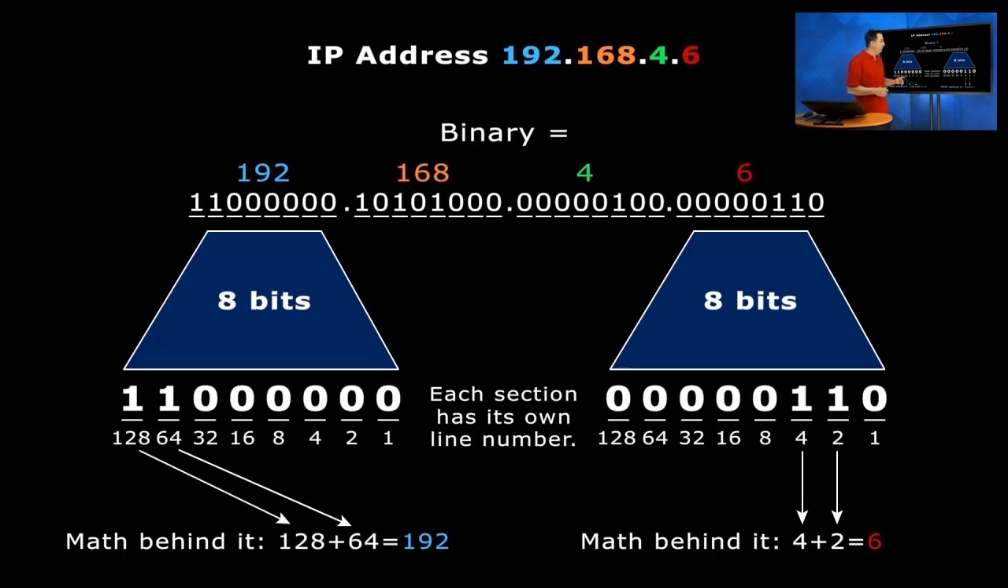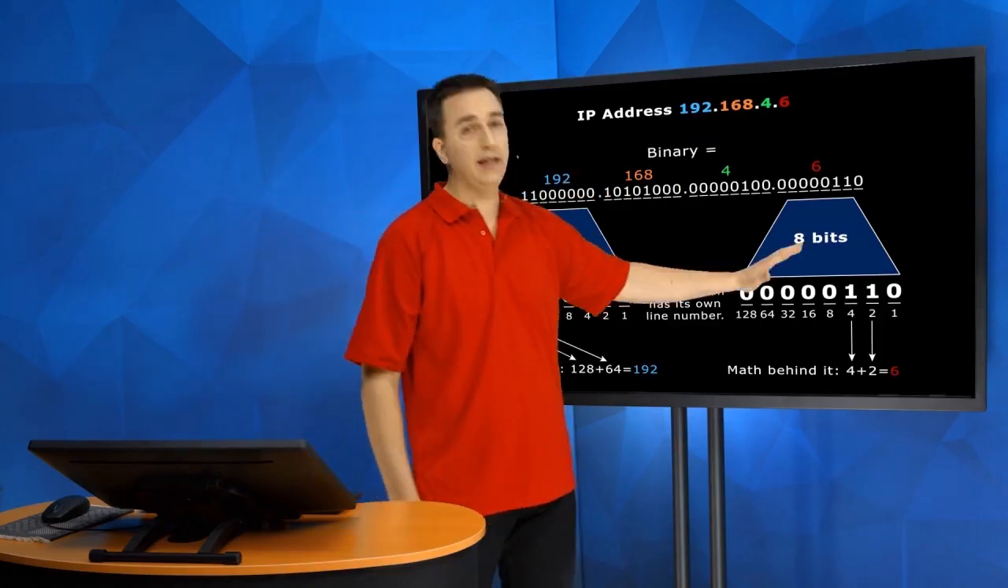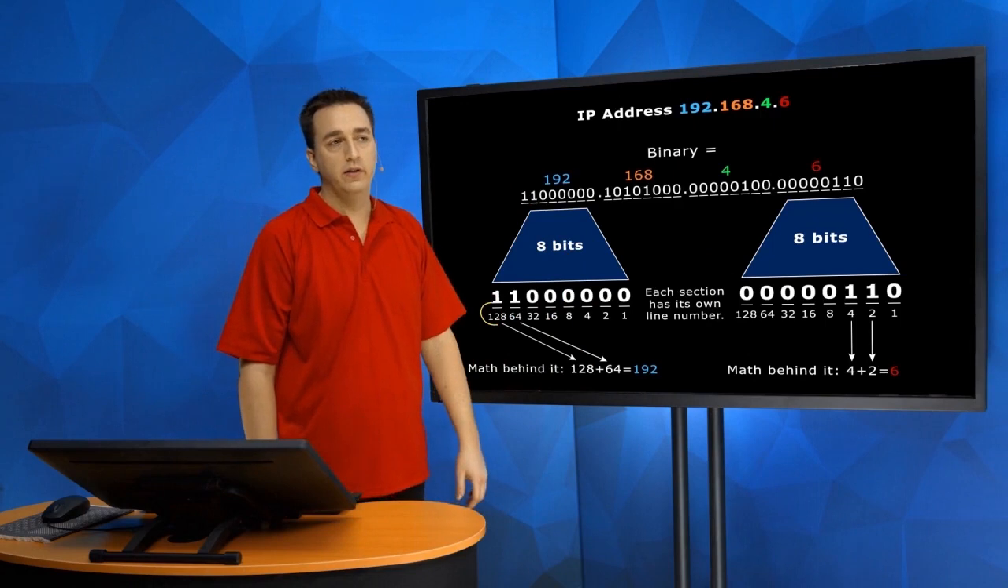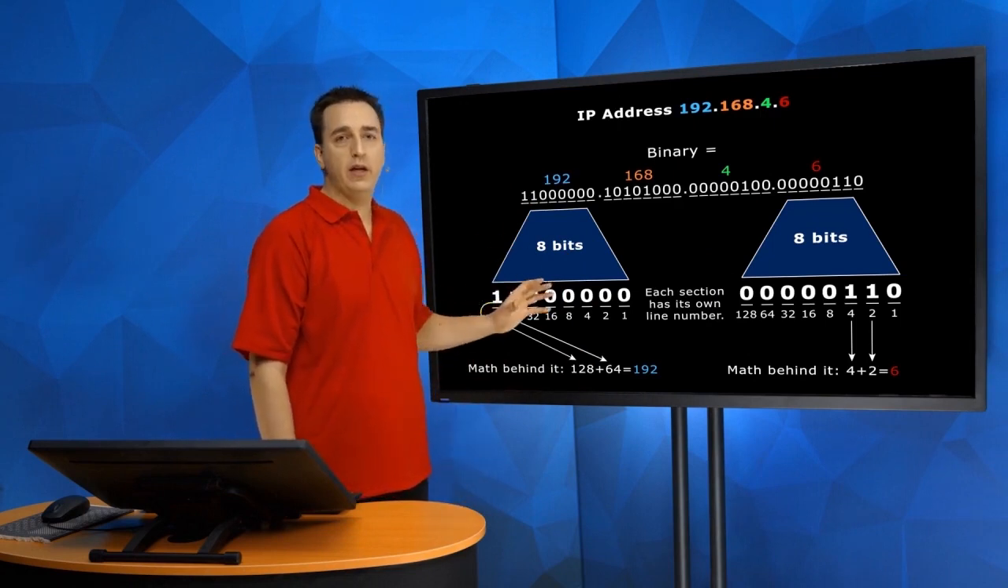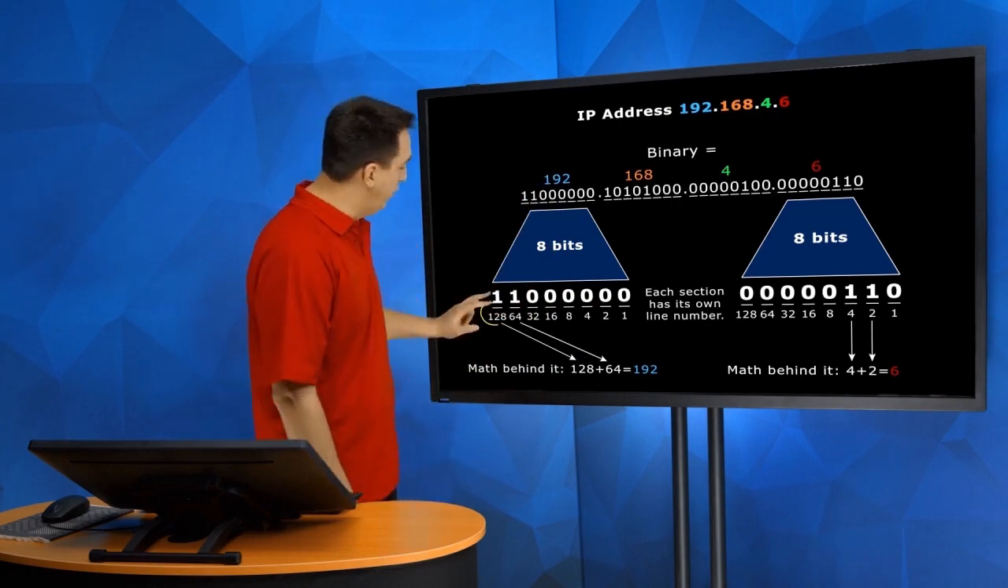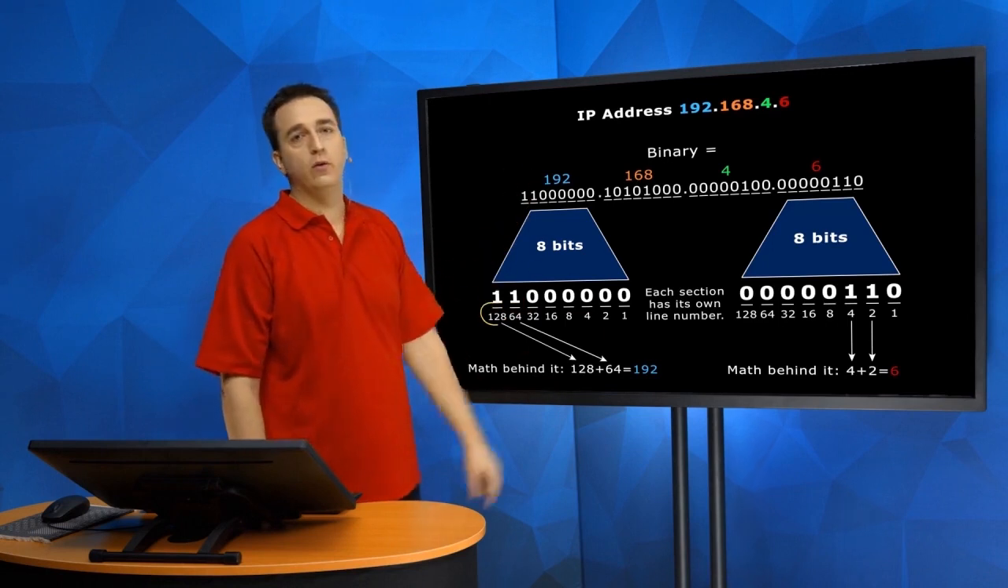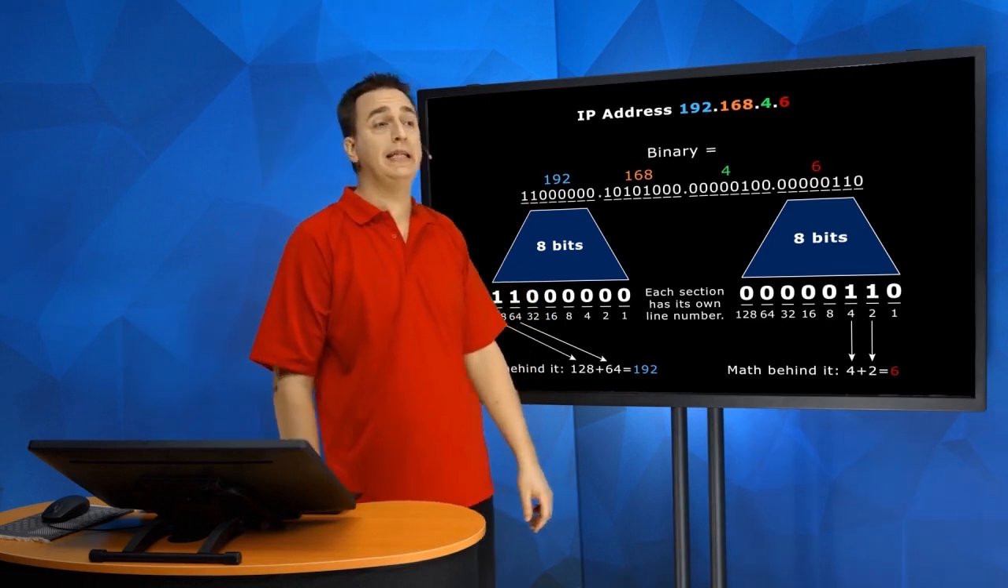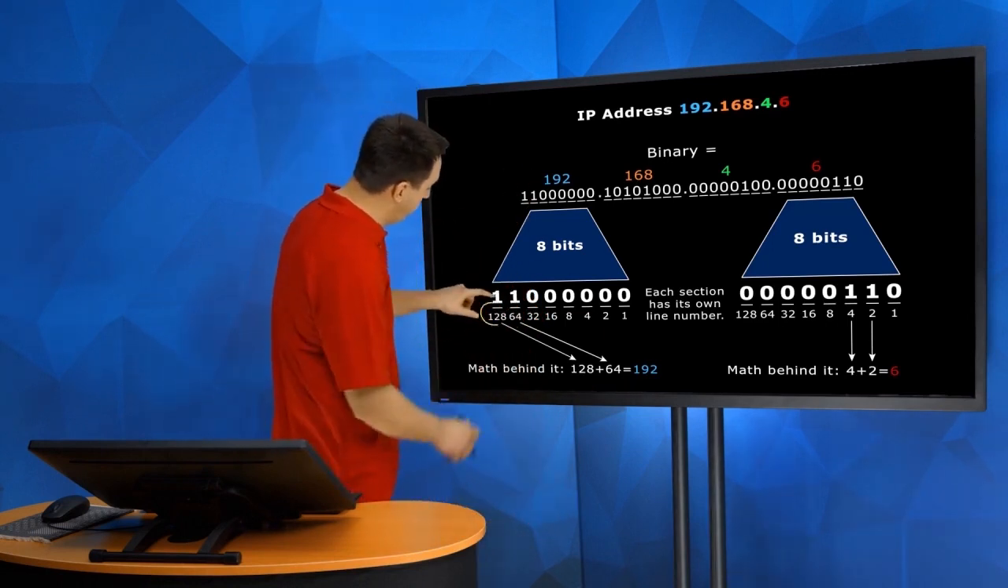Well, again, it all comes down to having our chart. So what is our chart? It's 128, 64, 32, 16, 8, 4, 2, and 1. So we're going to have this chart for each of these octets. So 128 versus 192. Is 128 less than or equal to 192? Yes, it is. So we put a 1 right here.